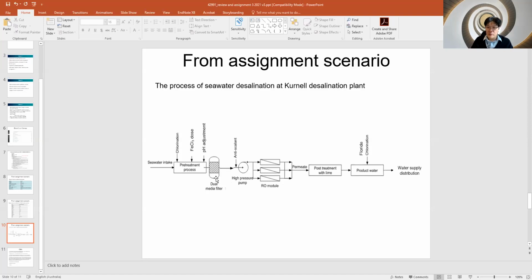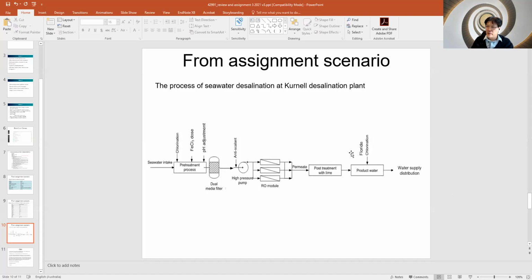So if you look at the where, also you can see, and you have to put the anti-scalant, how much you have to add. For the RO, reverse osmosis, you also need to incorporate in your report using WAVE software: how much membrane is required, how many modules, how many pressure vessels, and how we can apply this kind of reverse osmosis process. And post-treatment: lime, like calcium hydroxide, calcium carbonate, and then fluoride.